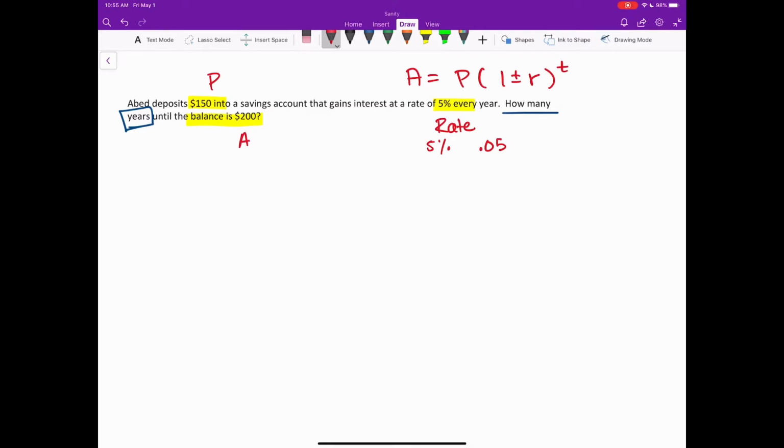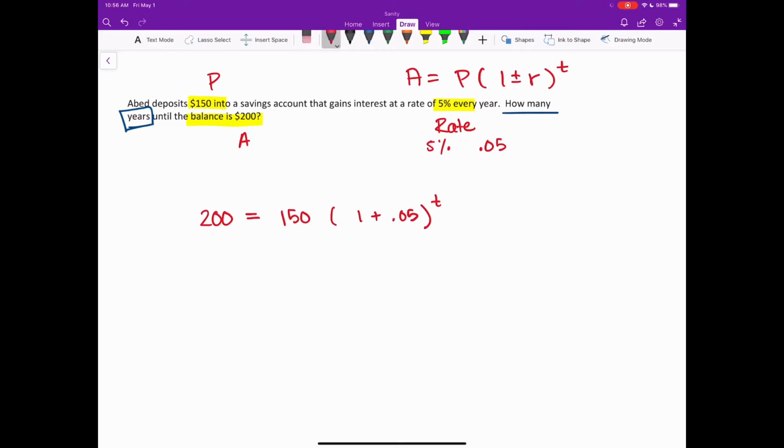So now if I can input all of this into that formula, I can say 200 equals my P value, 150, times 1. Again, this is an exponential growth problem, so I'm going to use 1 plus r. So 1 plus my rate as a decimal, 0.05, and raised to the power of t. That's my exponential equation. Now I'm just going to start to solve.